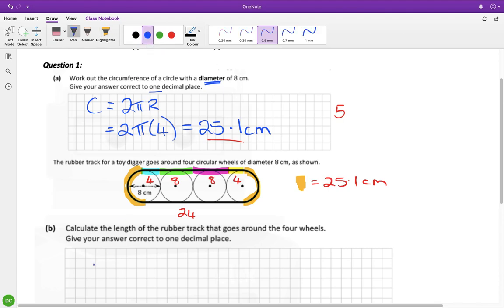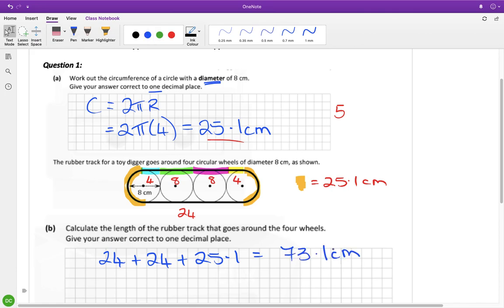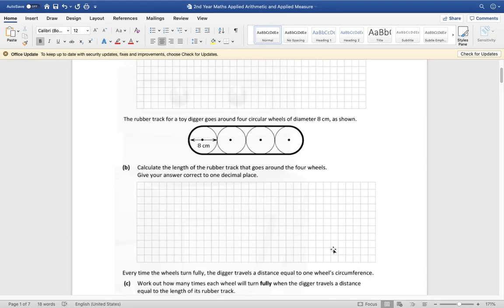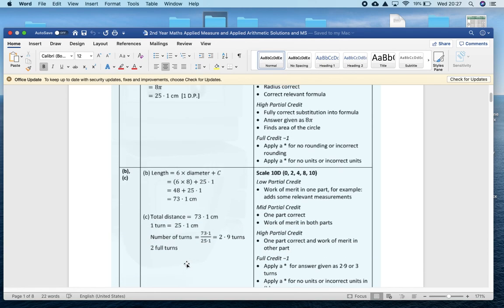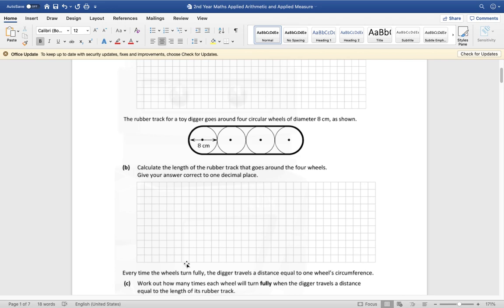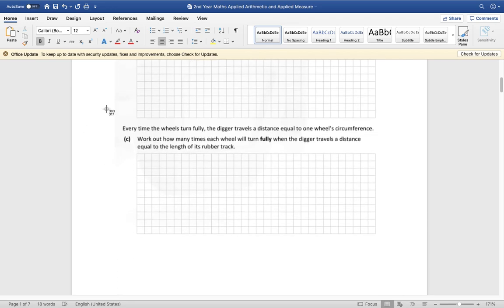So I think it's 24 for the top, 24 for the bottom, and 25.1 for the two curved bits together. So I'm getting 73.1 centimetres for that bit. So there you go, 73.1. Now these are actually marked B and C together, so I'll keep going. So here's C.